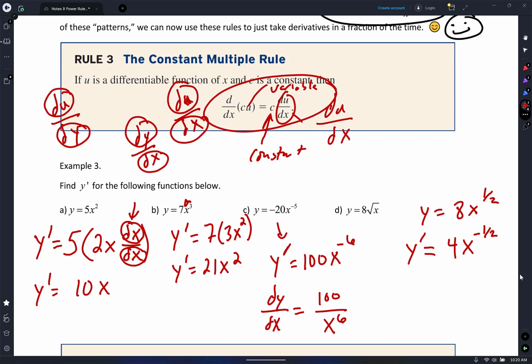All right, so now from there, I'm going to bring that negative 1/2 down. So y prime equals 4 over x to the 1/2. Are we still okay? And then I'm going to rewrite the x to the 1/2 as the square root. 4 over square root of x. Are we okay?